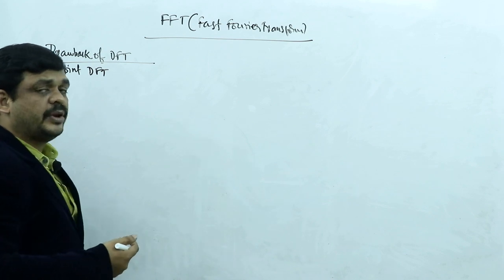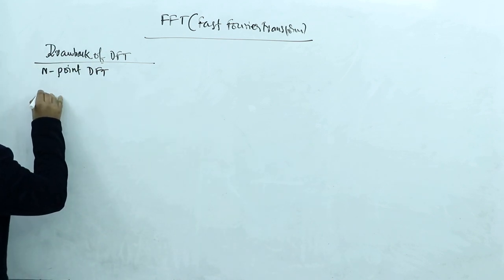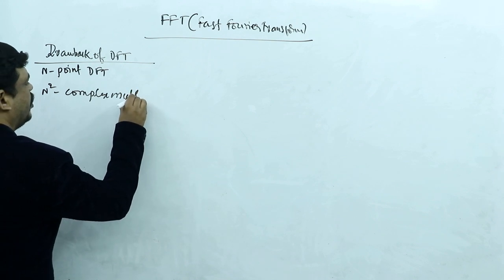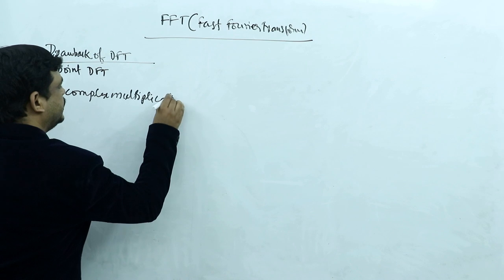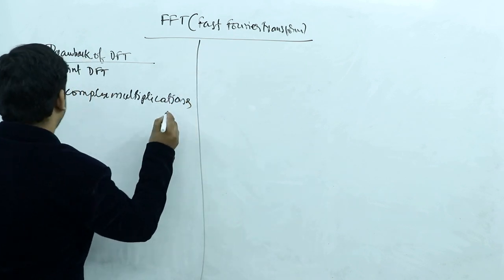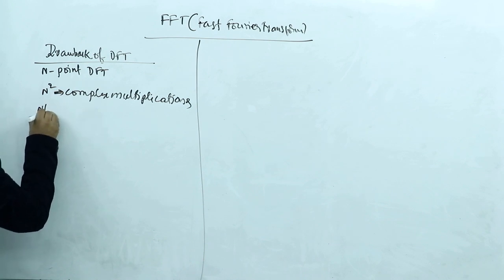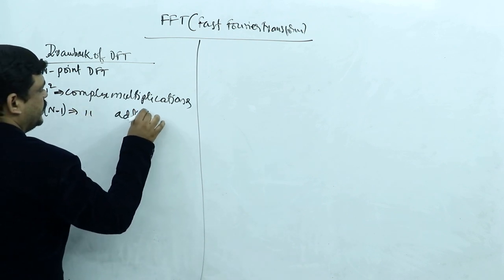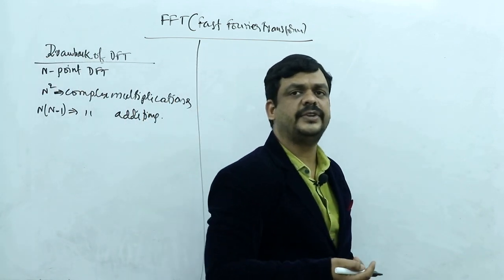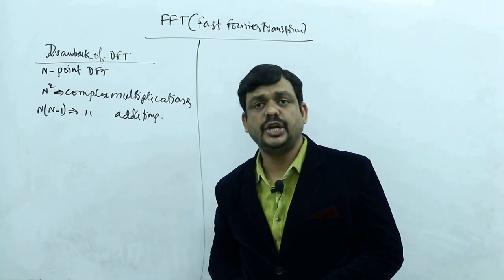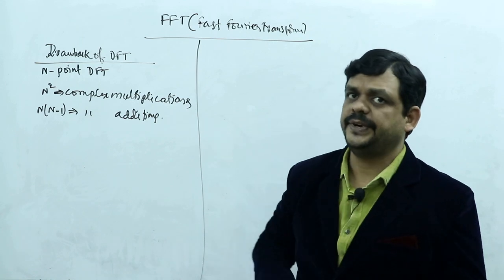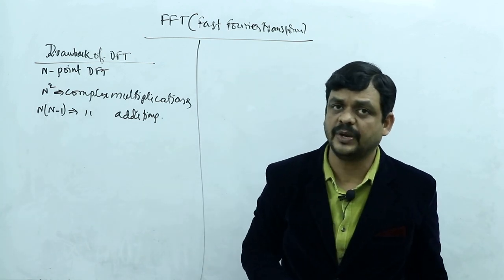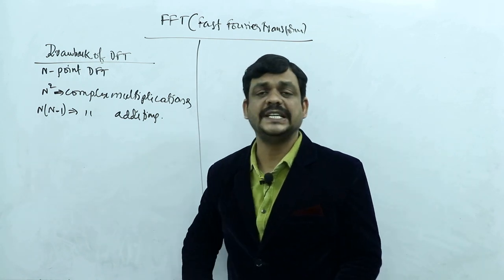N-point DFT means that n number of samples are used. So for n-point DFT, it requires n square complex multiplications and n into n minus 1 complex additions. Like if we take n as 8, an 8-point DFT, just substitute here: 8 square, 64 complex multiplications are required, and 8 into 7, 56 complex additions are required.